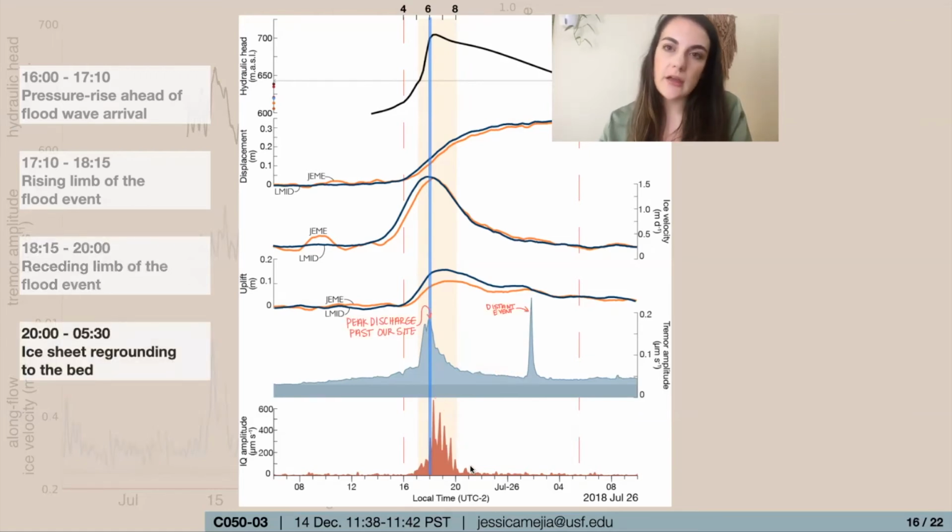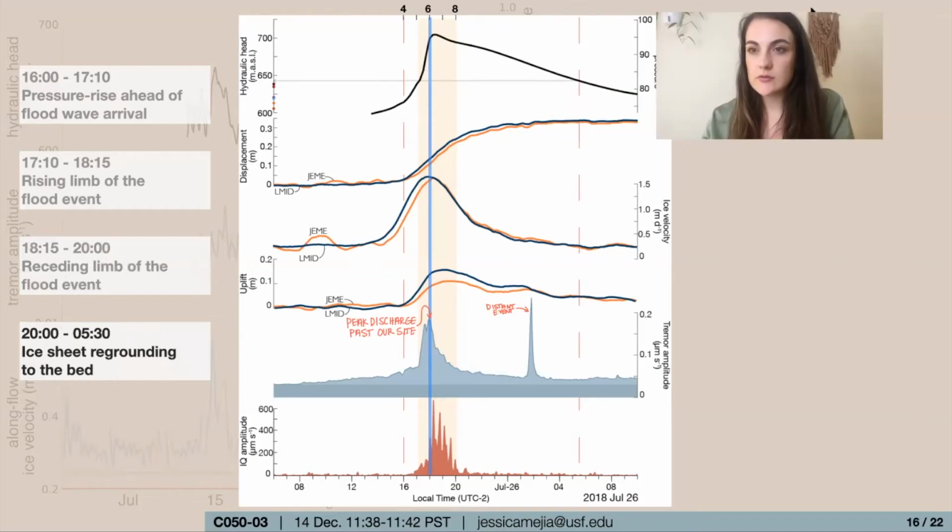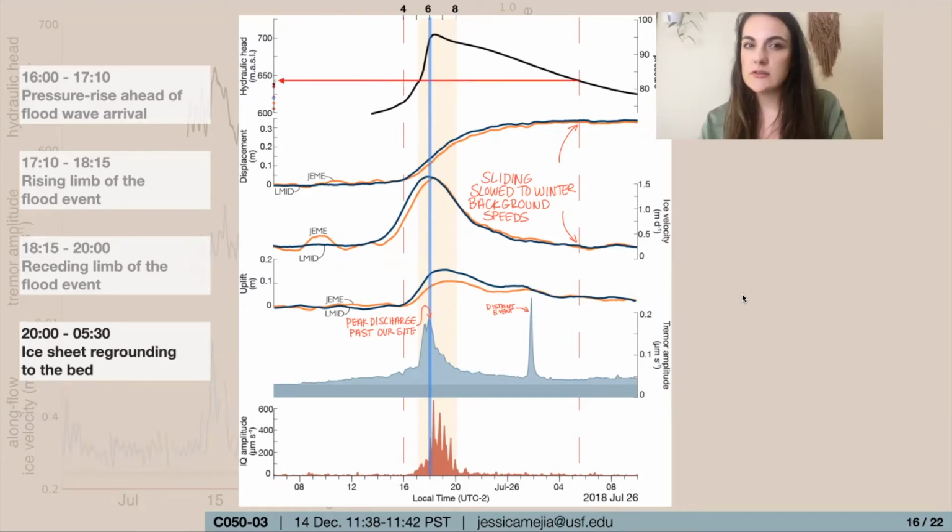Over the next several hours, moulin water levels gradually subsided and ice speeds decelerated. And by 5:30 a.m. local time the next day, just 7 hours after the flood waters had receded past our site, we see that sliding speeds dropped to wintertime background values for the first time since the beginning of the melt season. This was coincident with still extremely high moulin water levels.